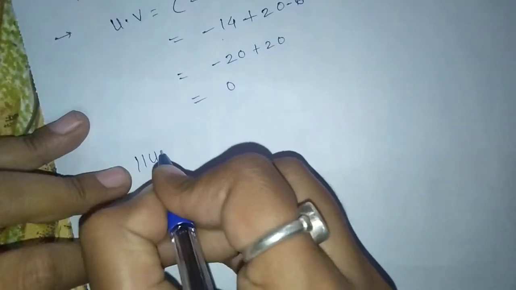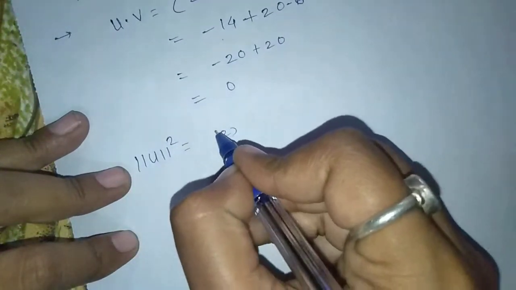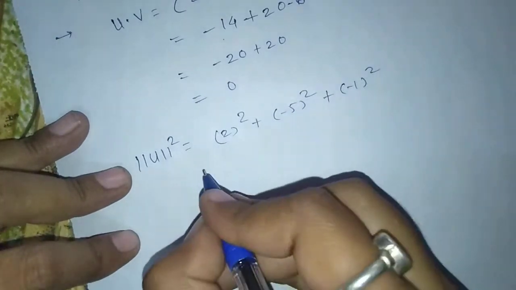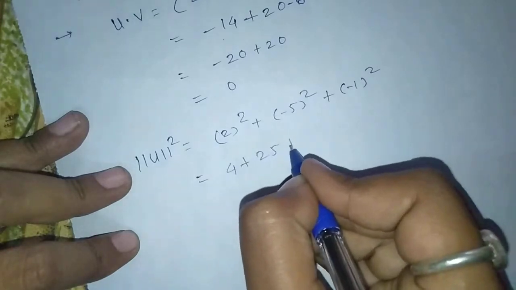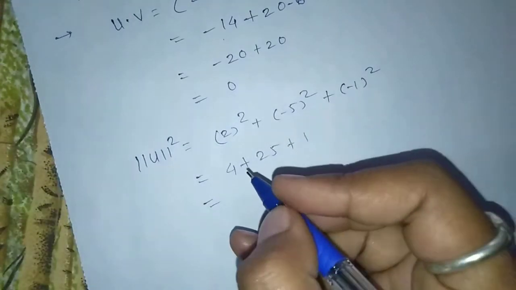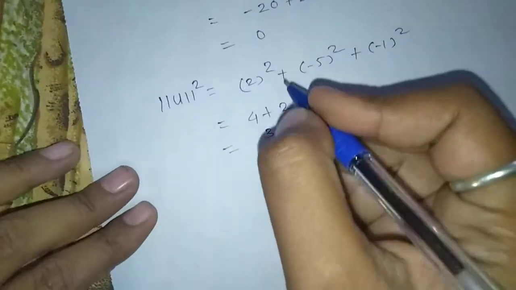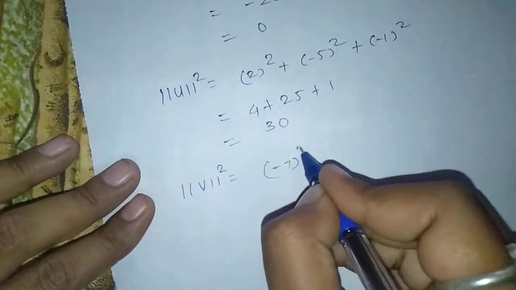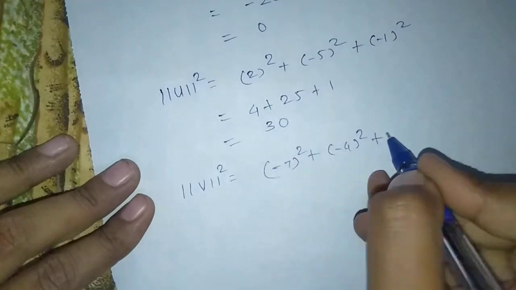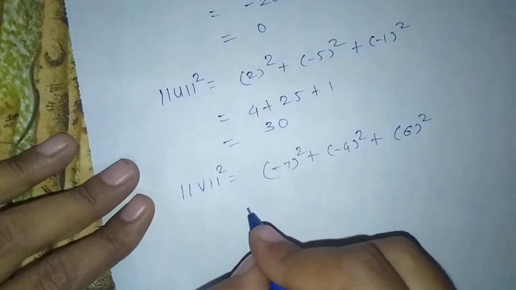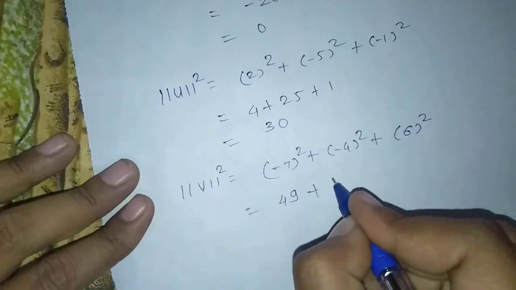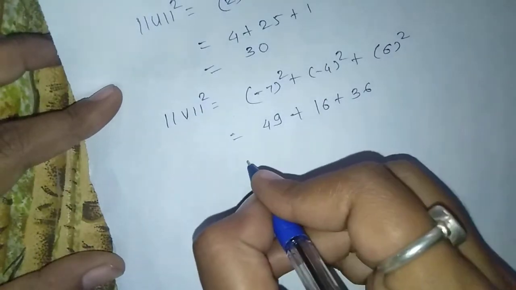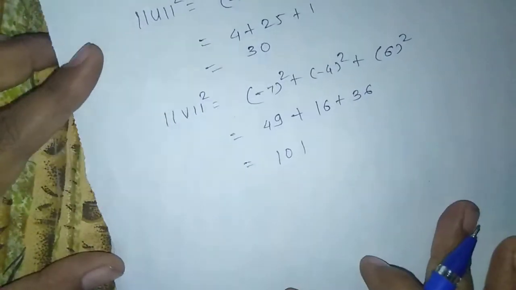Next, norm u squared means 2 squared plus (-5) squared plus (-1) squared, which is 4 plus 25 plus 1, equal to 30. Norm v squared is (-7) squared plus (-4) squared plus 6 squared, equal to 49 plus 16 plus 36, which is nothing but 101.